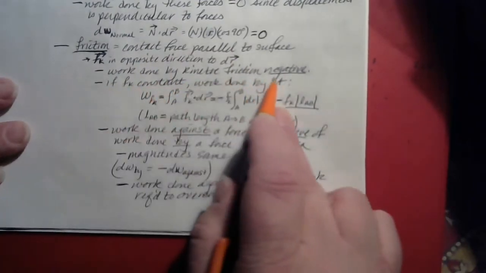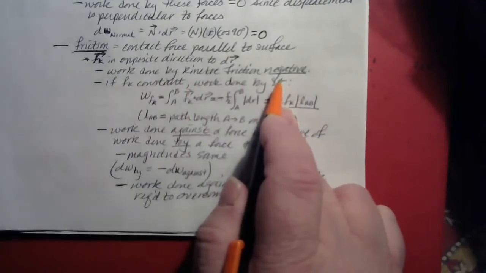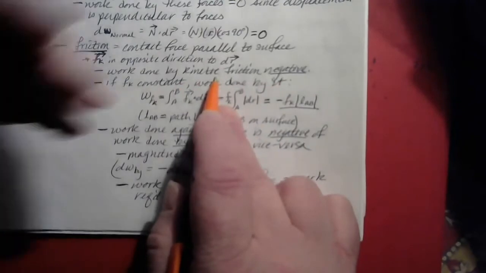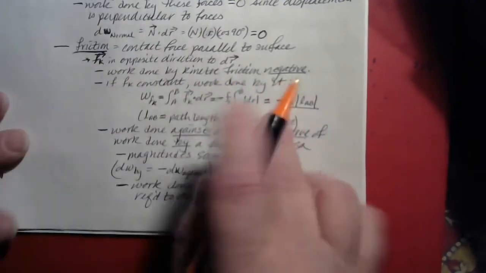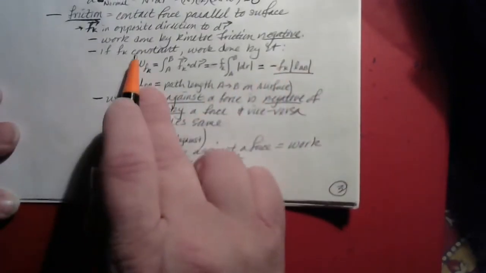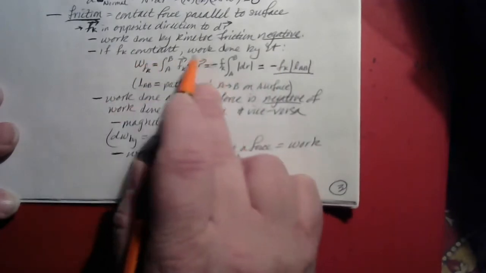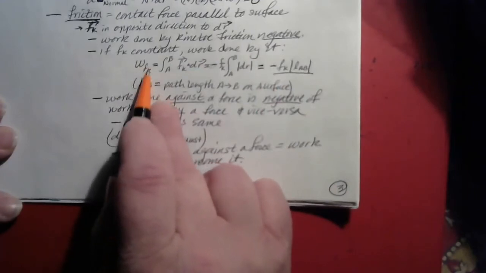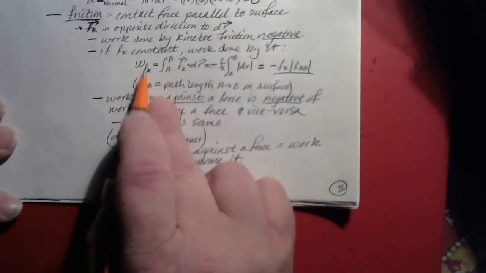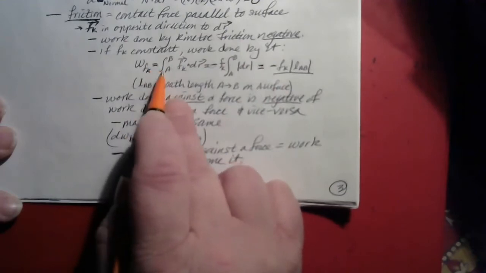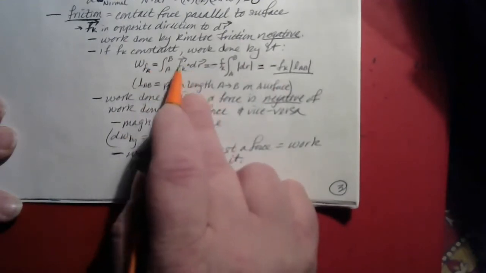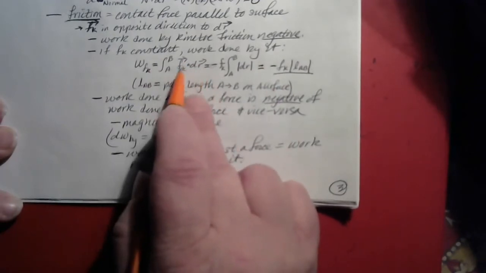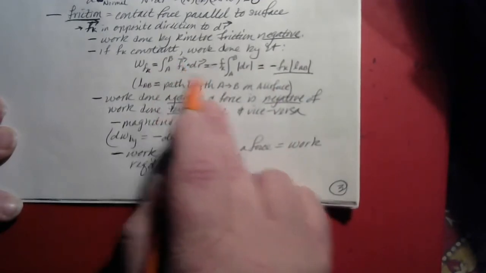So the work done by kinetic friction in this case would be negative because you did positive work pushing the lawnmower forward. Friction is trying to go in the opposite direction, so that would be considered negative work. If the force of kinetic friction is constant, the work done by it could be calculated as W_Fk, that is, work done by the force of friction, would be the integral from A to B of the force times dr, or in this case, the force is the force of kinetic friction.